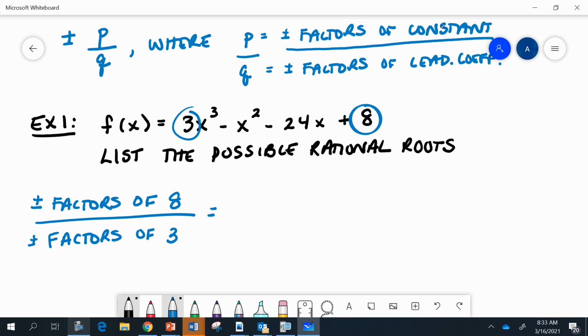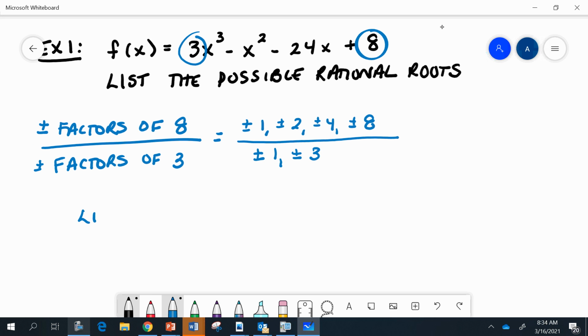So let's go ahead and list out the factors of 8. What things multiply to make 8? Well, 1 goes into 8, 2 goes into 8, 4 goes into 8, and 8 goes into 8. Okay, so those are all your factors of 8. Well, then in the denominator, we put plus or minus factors of the leading coefficient. Well, really, the only thing that goes into 3 is 1 and 3. So here is the list. Okay, this was just kind of your work.